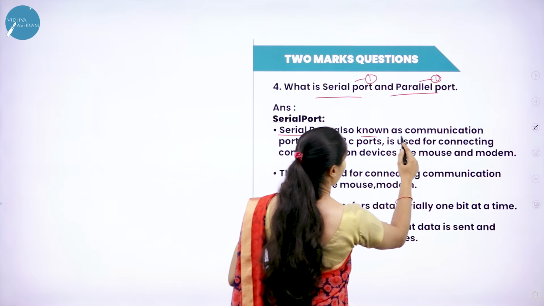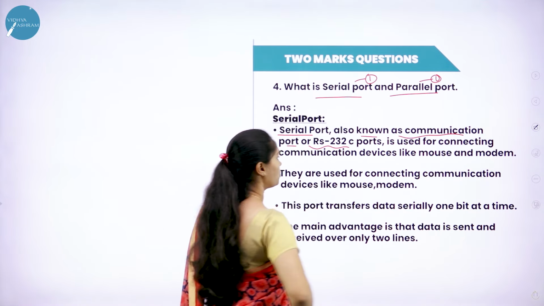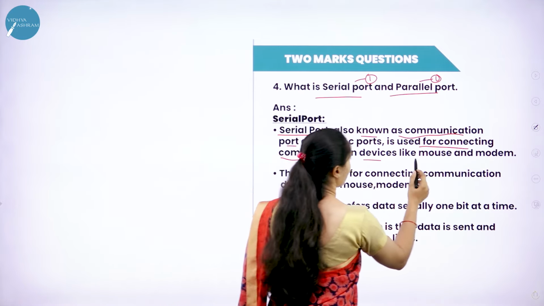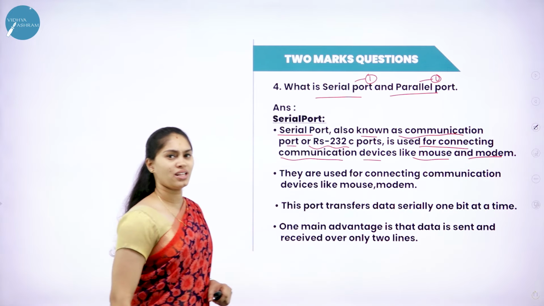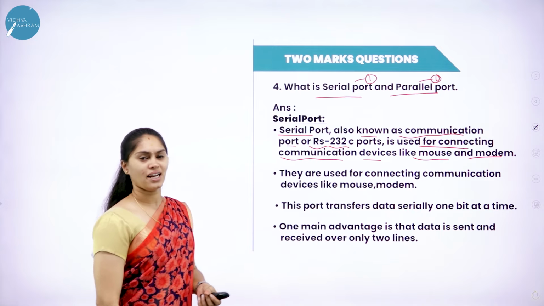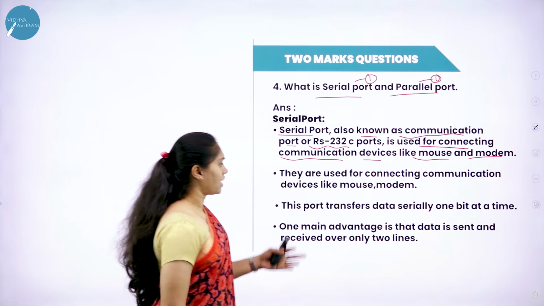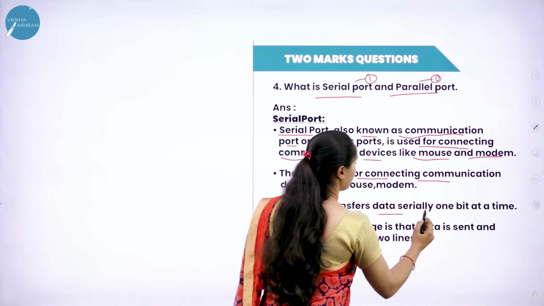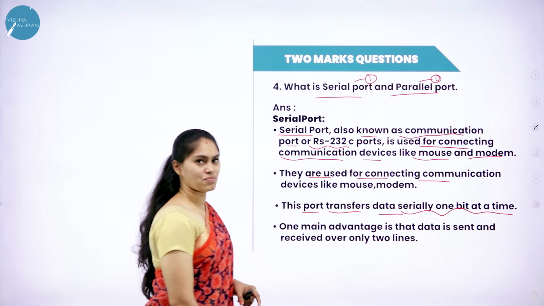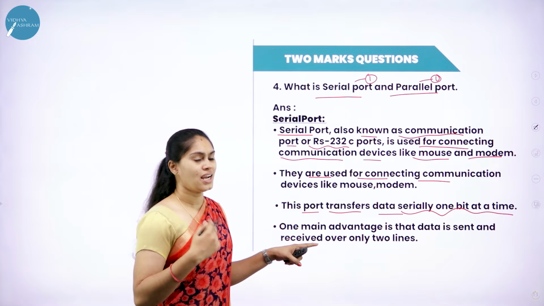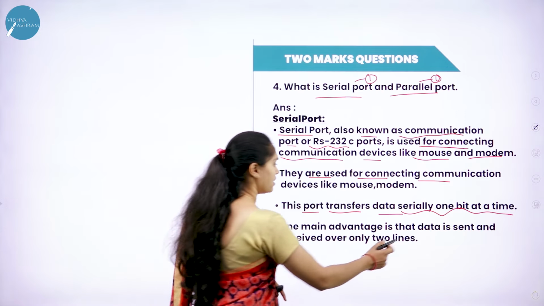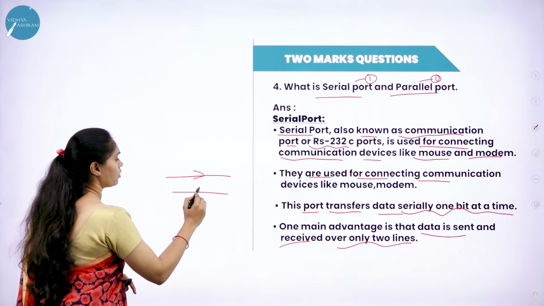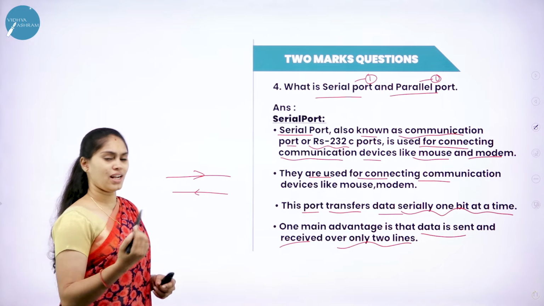The serial port is also known as the communication port or RS-232C port. Why are we going to use this? It is used for connecting communication devices like mouse and modem. So when I want to connect a mouse and modem to the computer system, I have to go with a serial port. It transfers data serially, 1 bit at a time. Serial in the sense it transfers only 1 bit at a time. The main advantage is that data is sent and received over only 2 lines, so it will be serial in nature. Data is sent on one line and received on another line.